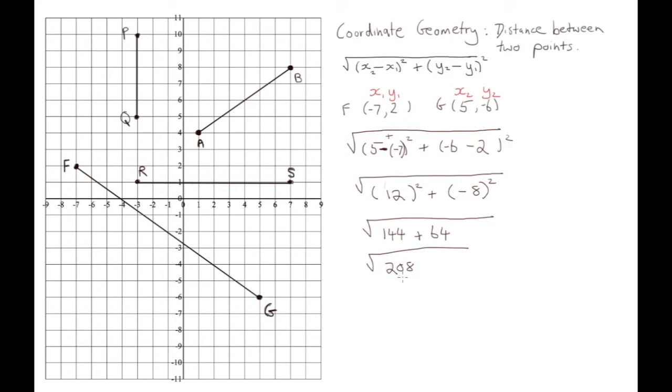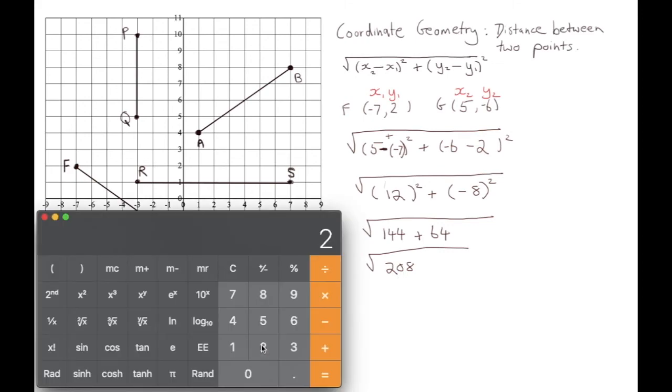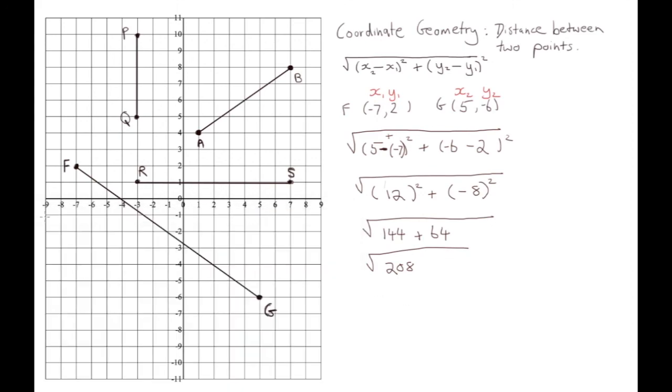Now we need to find the square root of 208. We put in 208 and we want to find the square root. And that is going to be 14.4. And that's our answer. That is the length of the line FG, or it's the distance between F and G. 14.4.